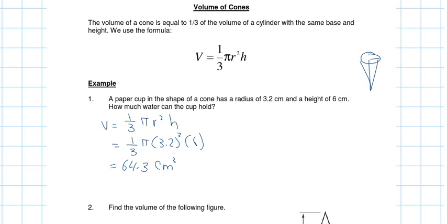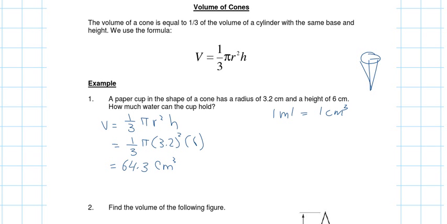There is a conversion, right? So every 1 milliliter is equal to how many centimeter cube? 1 centimeter cube. So every 1 milliliter is equivalent to 1 centimeter cube. So if you have 64.3 centimeter cube, how many mil is that? 64.3, because this is 1 to 1, right?